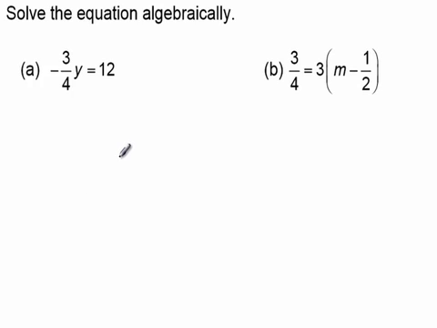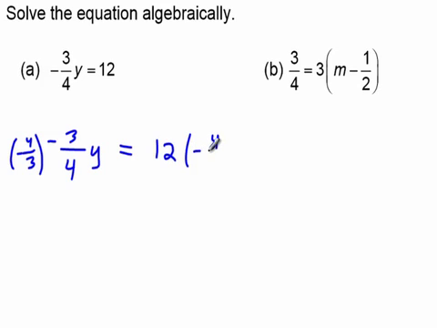Solve the equation algebraically. A, we have negative 3/4 y equals 12. I'm going to recopy the equation. Negative 3/4 y equals 12. And we're going to multiply both sides by negative 4/3. Multiply by negative 4/3 on the left. Multiply by negative 4/3 on the right.